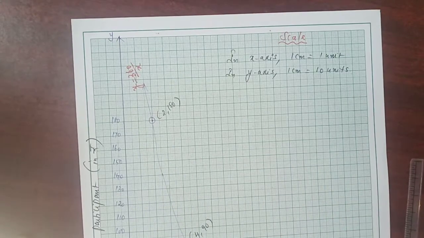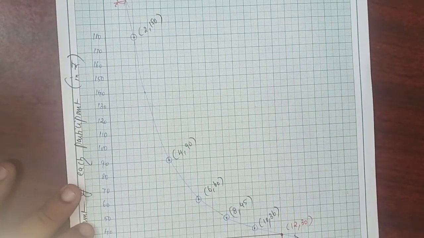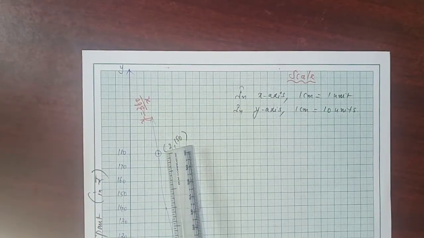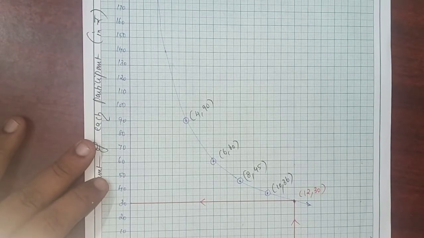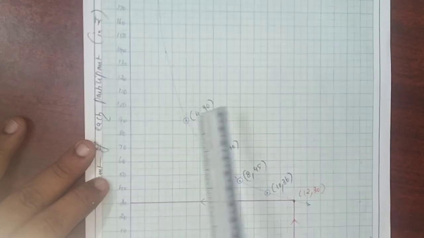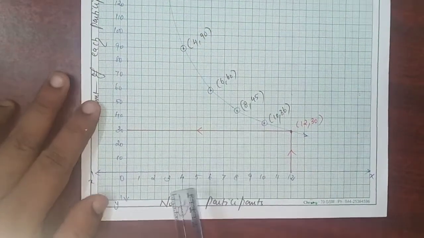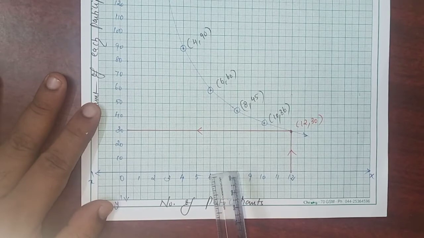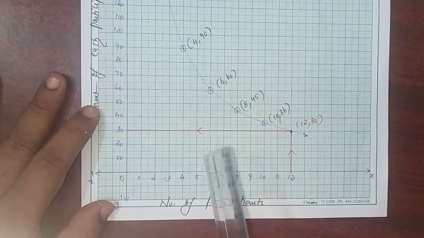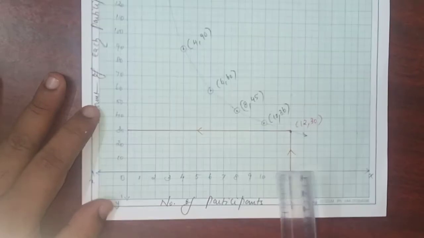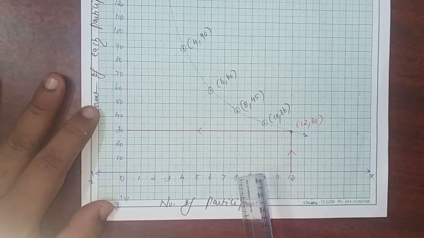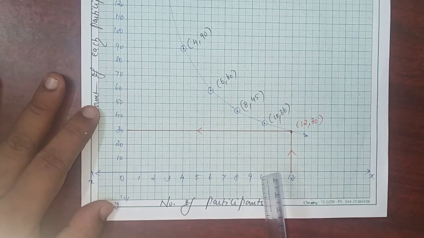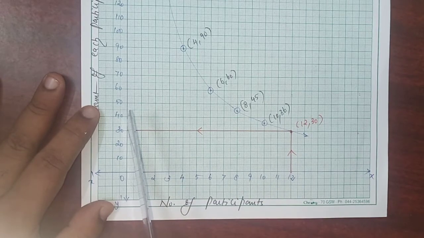Then we have to plot all the 5 points. What are the points? First point 2, 180: 2 on the x-axis and 180 on the y-axis. Second point 4, 90: 4 on the x-axis, 90 on the y-axis. The next point 6 and 60: 6 on the x-axis, 60 on the y-axis. Next point 8, 45: 8 on the x-axis, 45 on the y-axis. 10 on the x-axis and 36 on the y-axis.